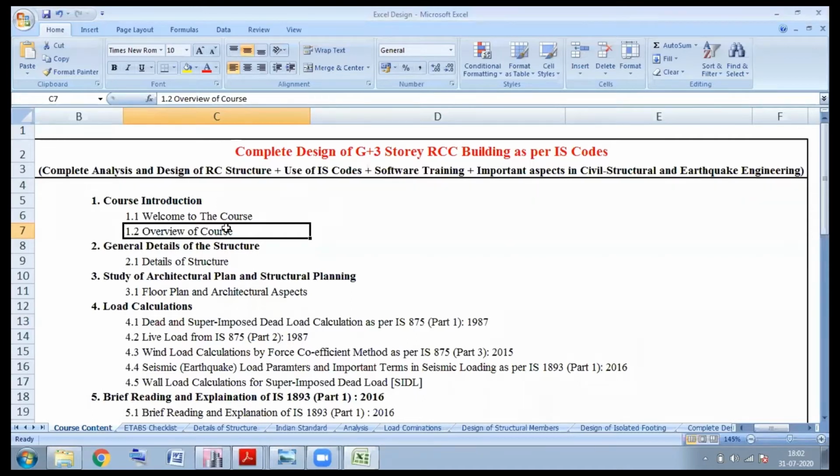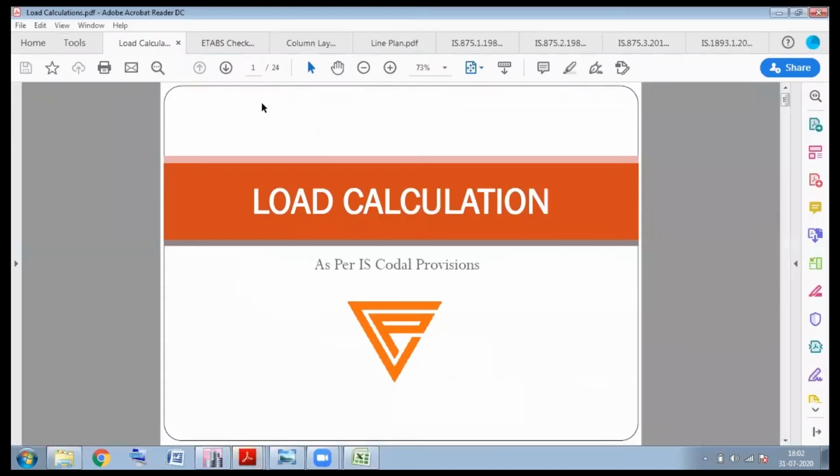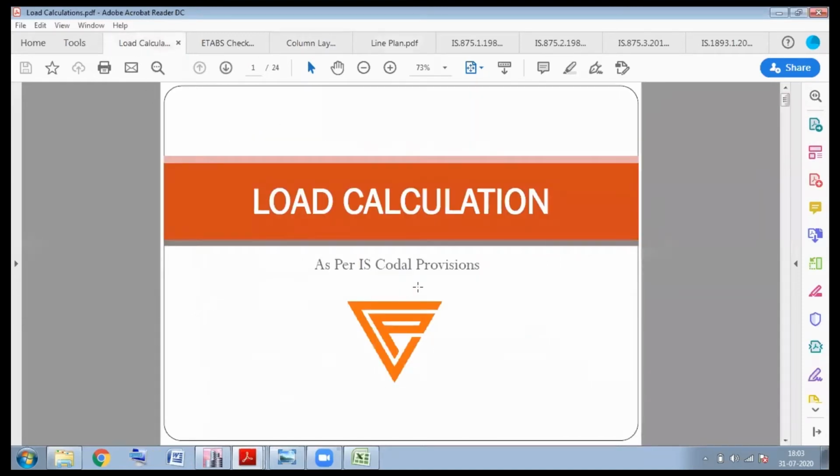So in this session, first of all, I'm just showing some plans to you. This is the line plan of a G+3 rigid framed structure building. For this plan, we are going to design and analyze by using eTabs. The load calculation is a very important thing before switching into the software.